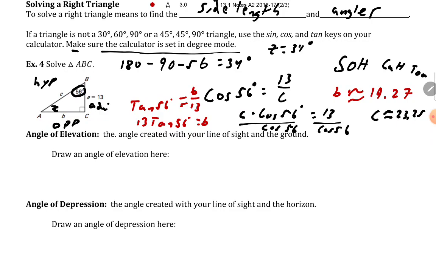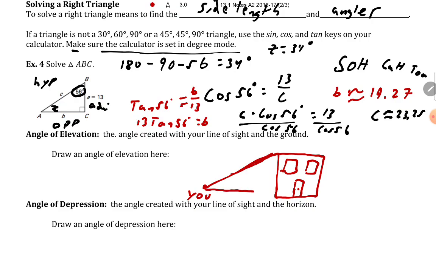Angle of elevation is the angle created with your line of sight and the ground. An example here would be, like, here's you. And let's say you're looking at a building. And we have some windows. But here's you, you're looking upward. This would be the angle of elevation.